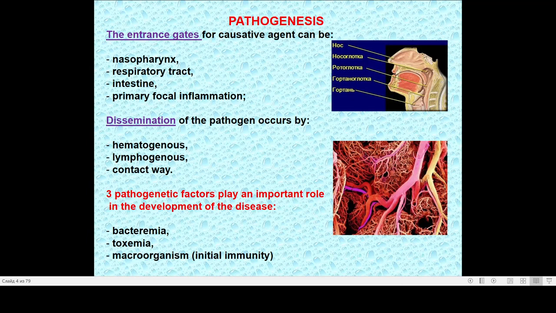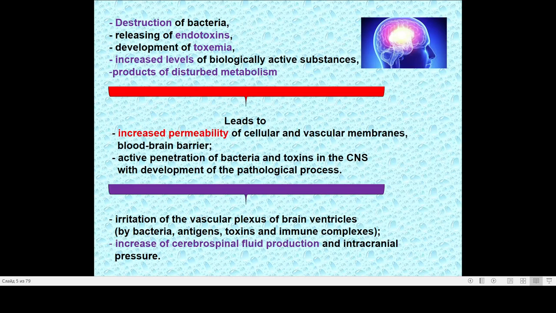There are three pathogenetic factors that play an important role in the development of disease. Practically in each meningitis, meningoencephalitis, and especially in meningococcal meningitis, these three factors play a significant role. First of all, bacteremia, second, toxemia, and third, the microorganism's initial immunity. Due to the destruction of gram-negative microorganisms, endotoxin will be released, and due to it, bacteremia and toxemia appear too.